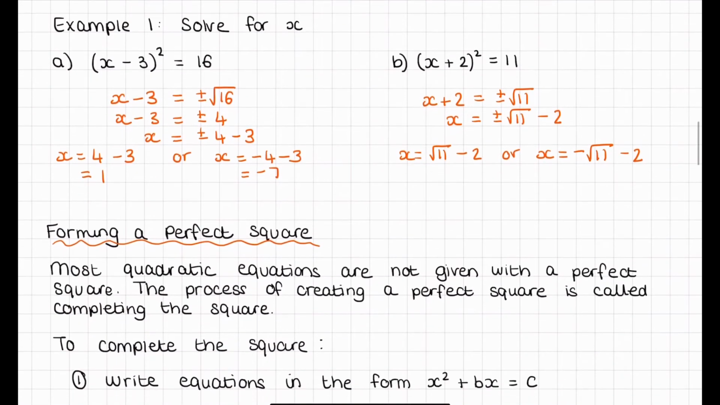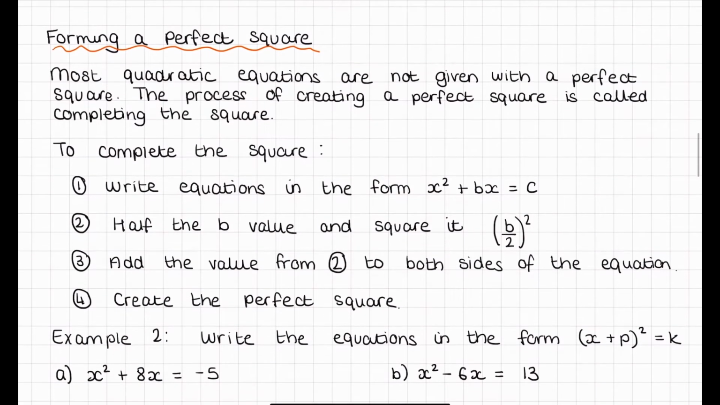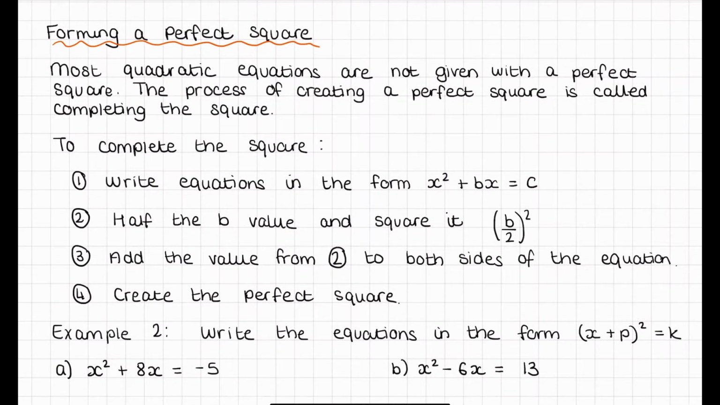Now, forming a perfect square. Most quadratic equations, we're not given in a nice perfect square form. We have to go through the process of creating a perfect square, and that is what the completing the square process is about. To do this, step 1, we want to write the equation in the form x squared plus bx equals c. Second step, we're going to halve the b value and square it. That value in front of the single x, we're going to halve that number and then square it. The number we get from that, we add to both sides of the equation, and then we can do our perfect square.